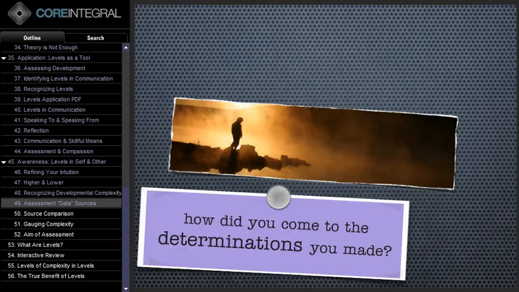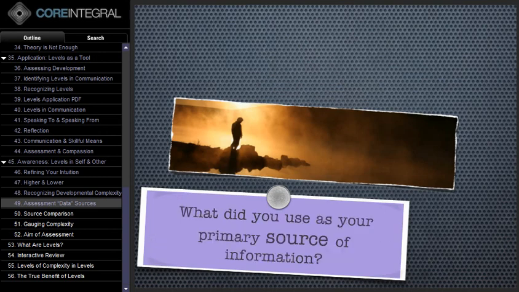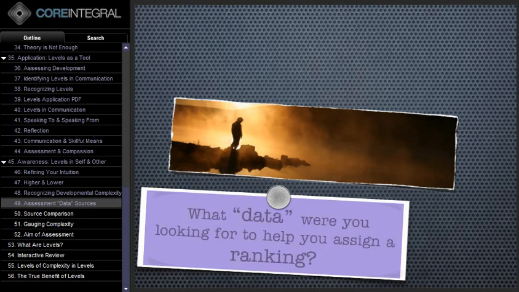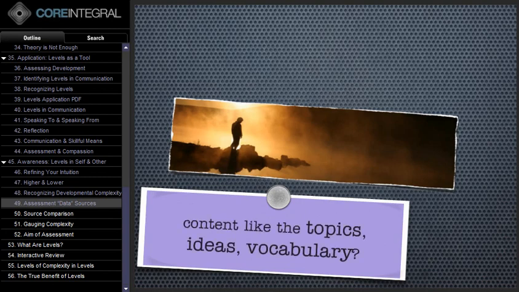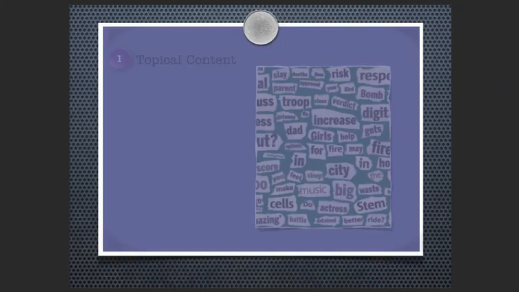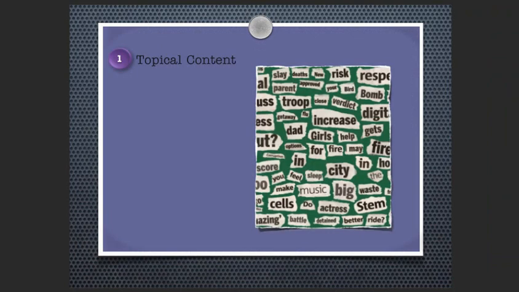So, given this, how did you come to the determinations you made? What did you use as your primary source of information? Think back to the questions and ask yourself, what cues did you take? What data were you looking for to help you assign a ranking? Did you rely on content like the topics, ideas, vocabulary? If so, did you notice how that became more difficult as you progressed to the more complex questions?